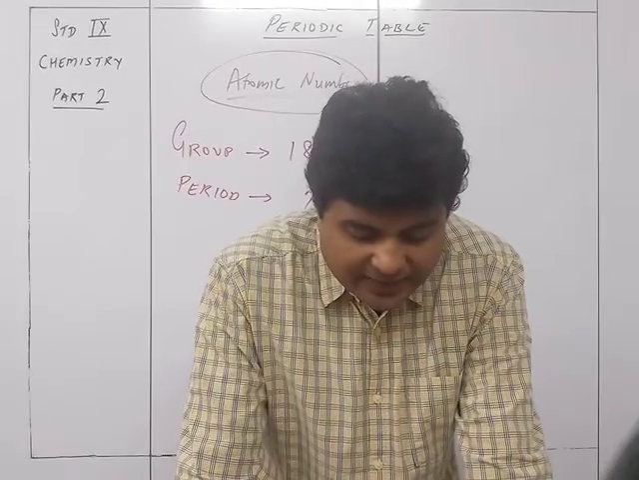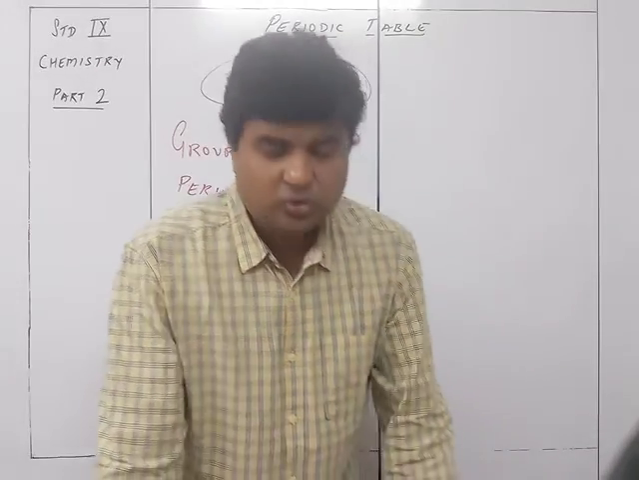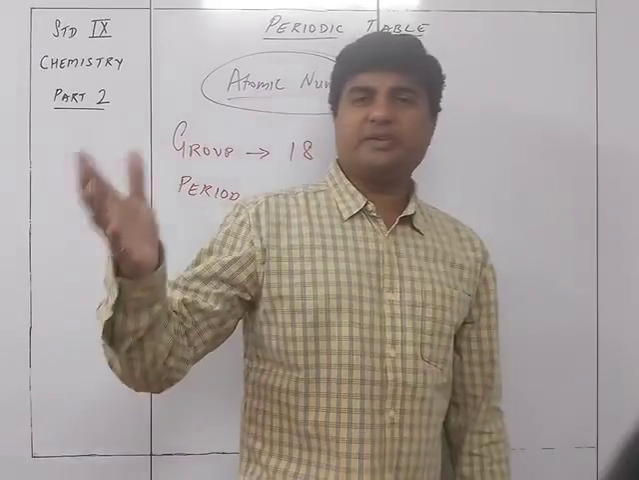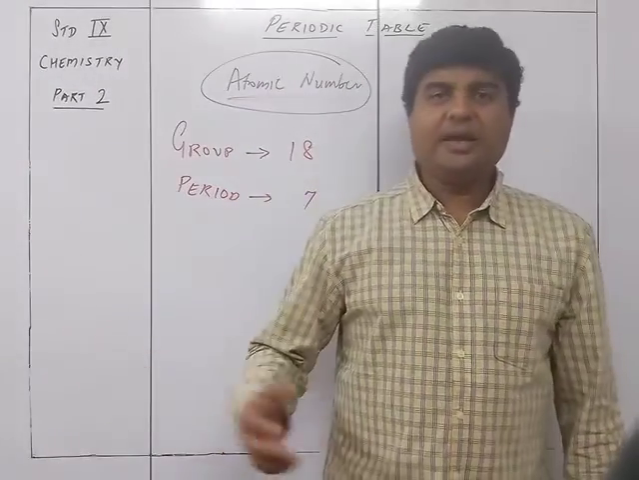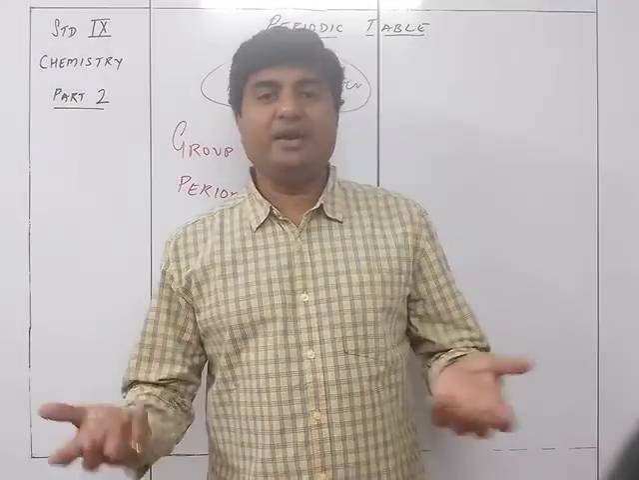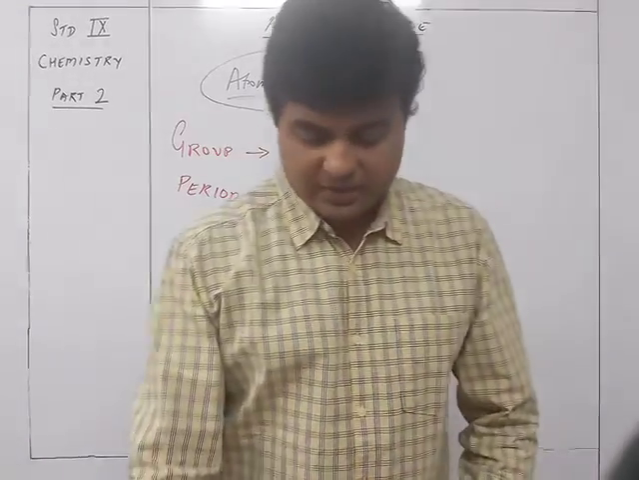Groups 13 to 17 contain non-metals in the upper right corner. So from group number 13 to group number 17 will be non-metals, and group number 18 is for inert gases, that is noble gases or inert gases.